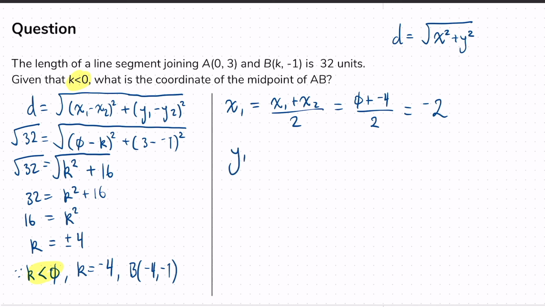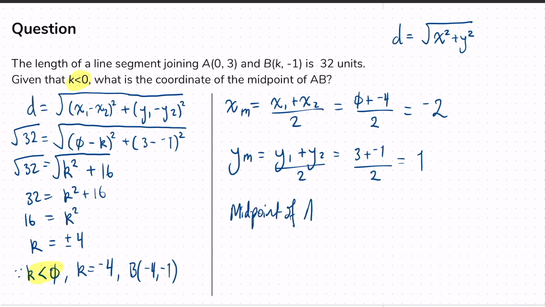Now I look for my, let's call this m, my y value. Same difference, we're finding the midpoint here. That's 3 plus -1 over 2. So 2 over 2 is equal to 1. So the midpoint of AB is at (-2, 1).